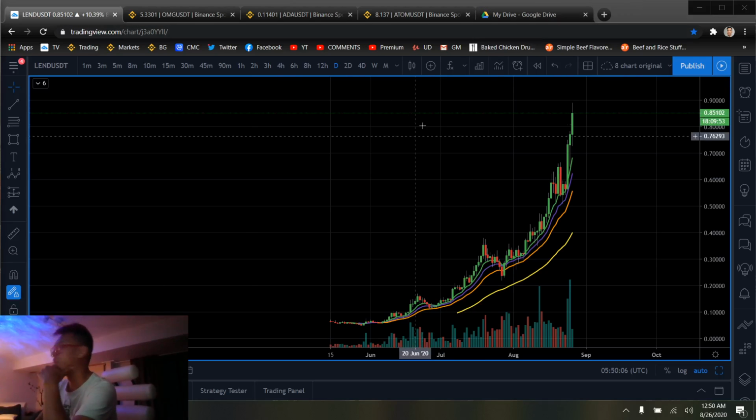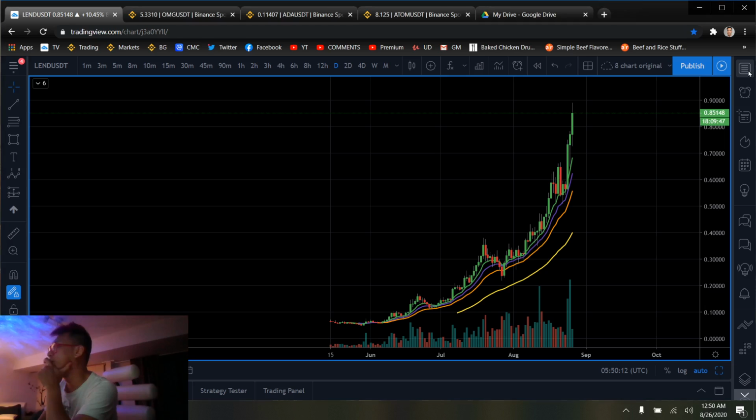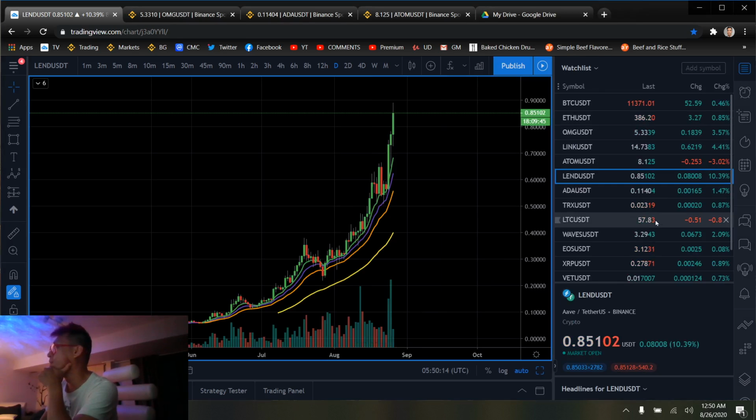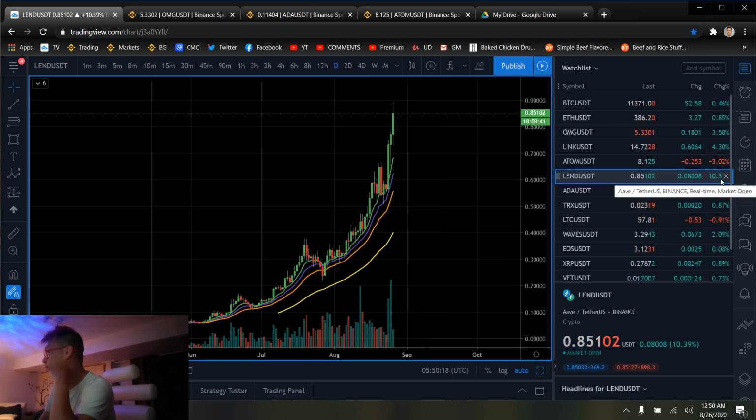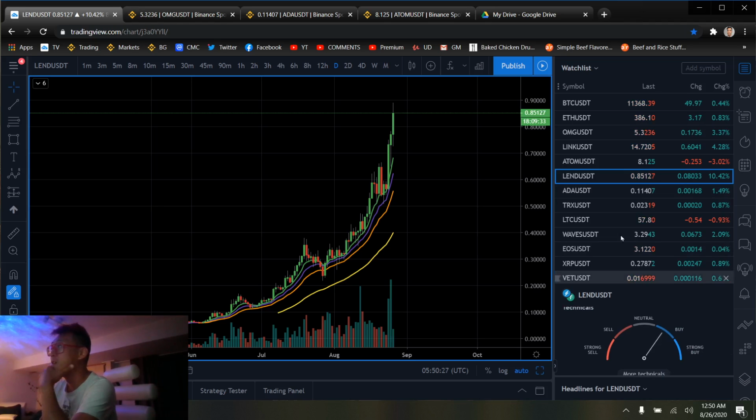Okay, let's do a technical analysis on lend. Why am I interested in lend right now? Well, take a look. It just moved up about 10% in the past hour and a half. Its volume is insane right now. So yeah, it's a pretty good time to be going into it.